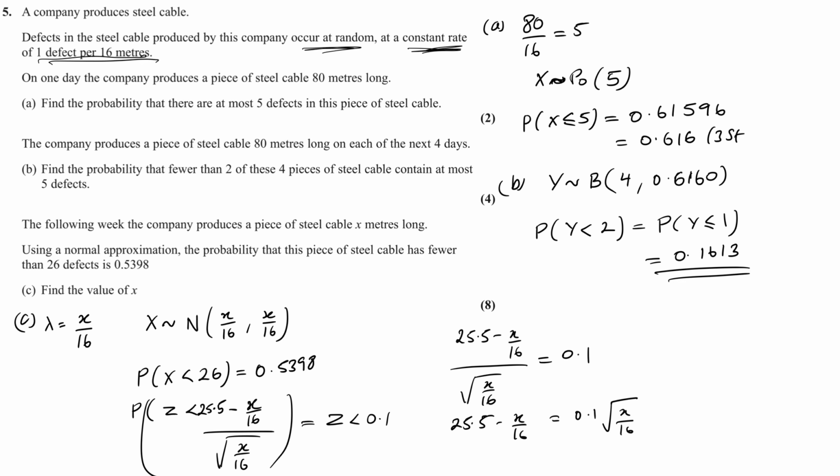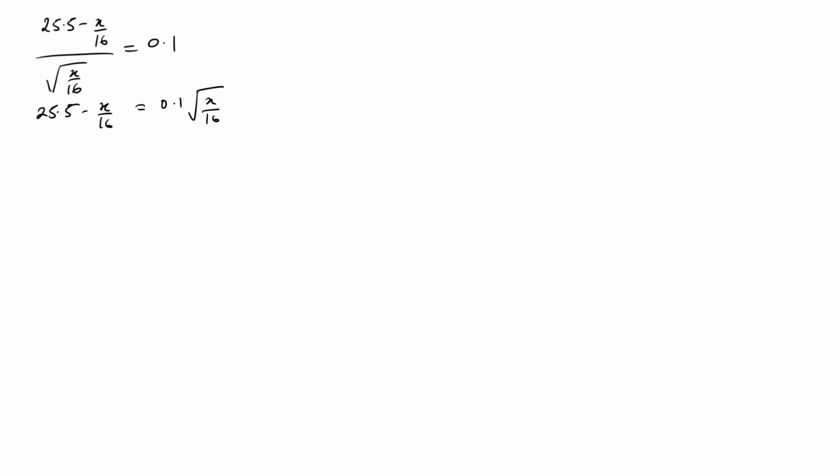I guess I would potentially square everything maybe. Let me just make a bit more room for this. Okay, so square root of 16 is 4. So what I've got here, 25.5 minus x over 16 is equal to 1 over 4 and 0.1 is 1/10, isn't it? So that's going to be 1 over 40 square root of x. Is that okay with everyone? So you square root the 16, so that gives you 1/4, and the 0.1 is 1/10, so that's 1 over 40.